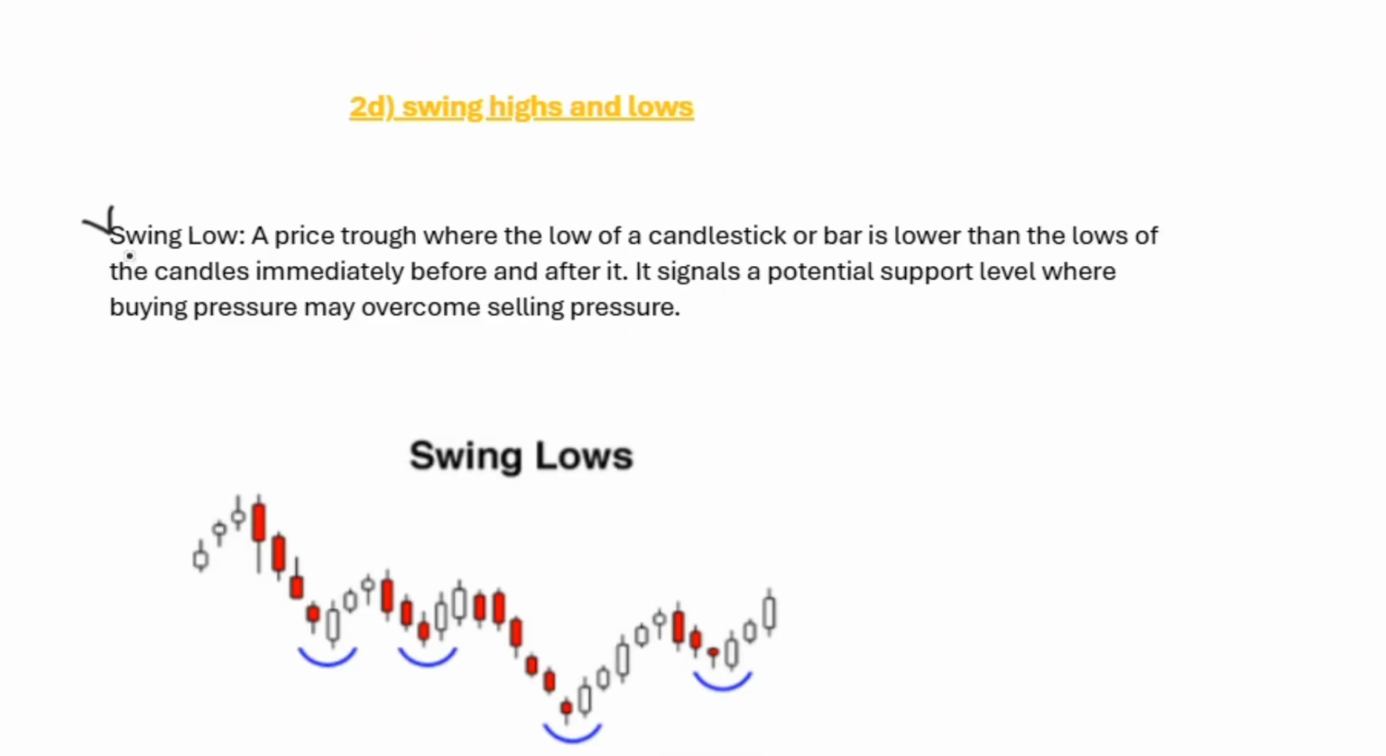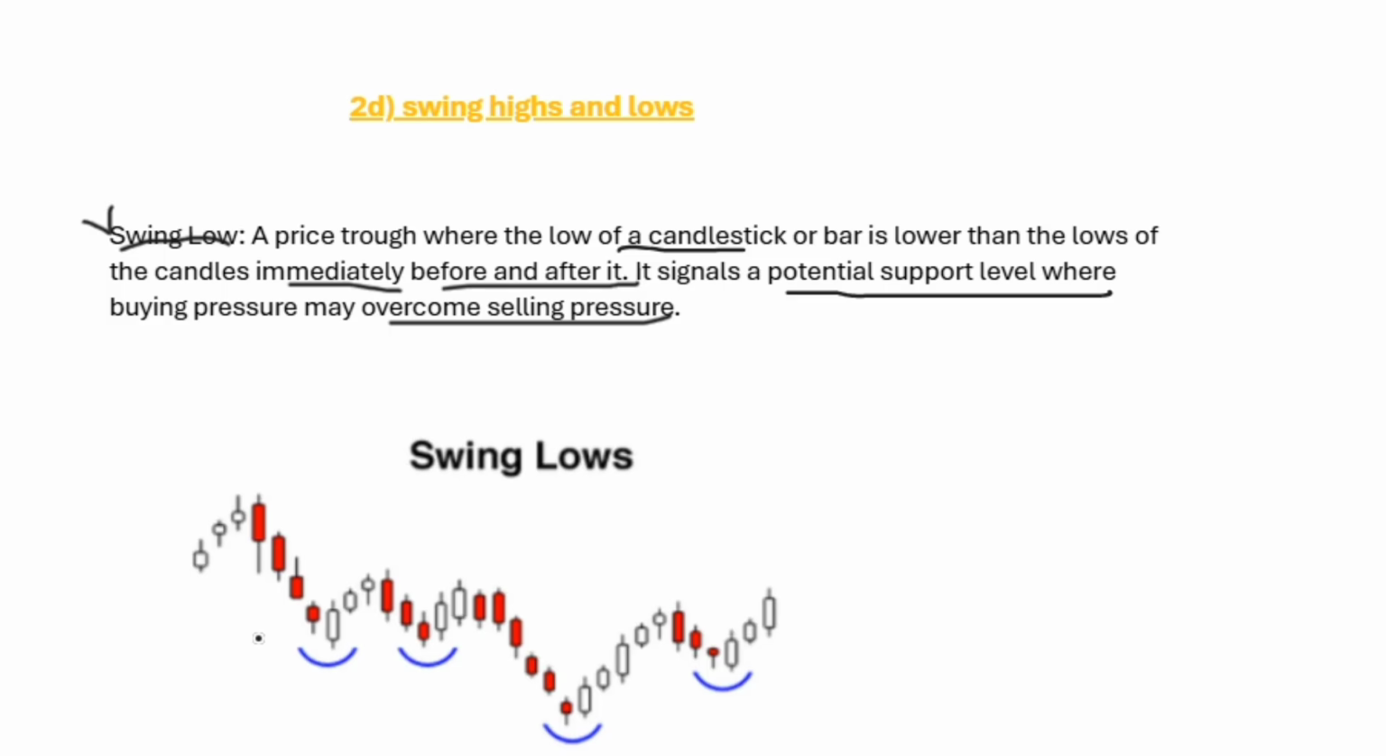What is a swing low? A swing low is a price trough where the low of a candlestick, or a bar, is lower than the lows of the candles immediately before and after it. This is the opposite of a swing high. It signals a potential support level where buying pressure may overcome selling pressure.